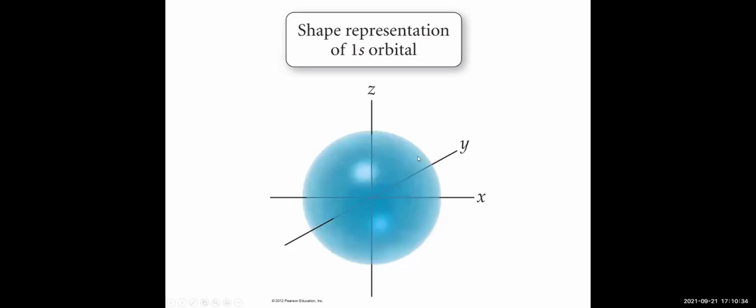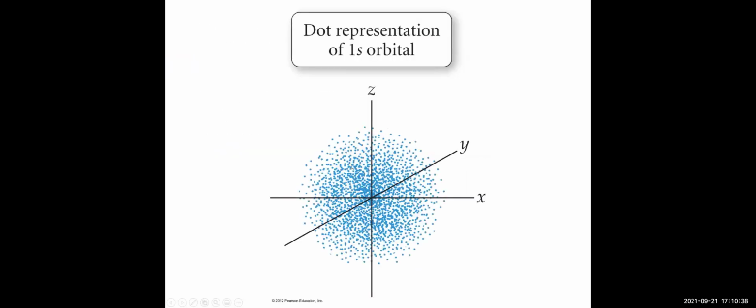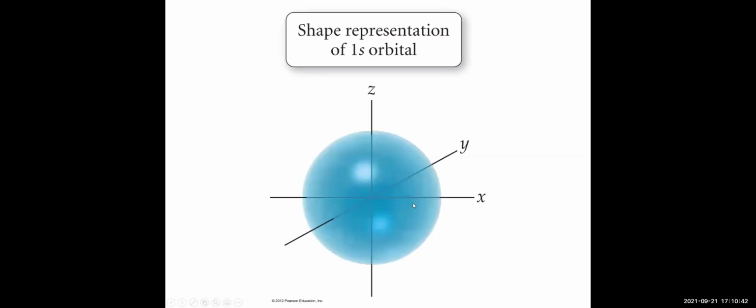Again, does this thing really exist? No, this thing doesn't really exist. It's just trying to show us where in space the electrons are. So how many electrons can we get into this thing? It's an orbital, so you can get up to 2 electrons, and that's it.